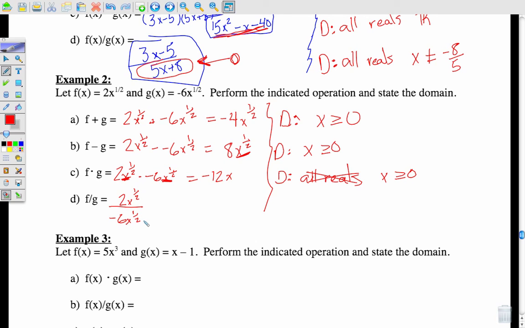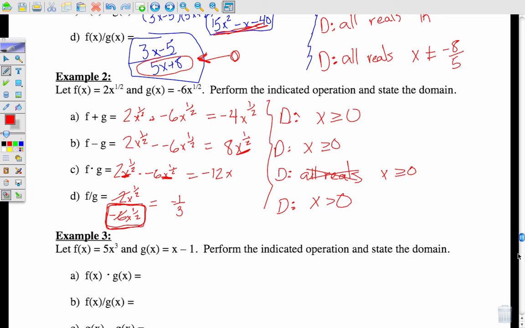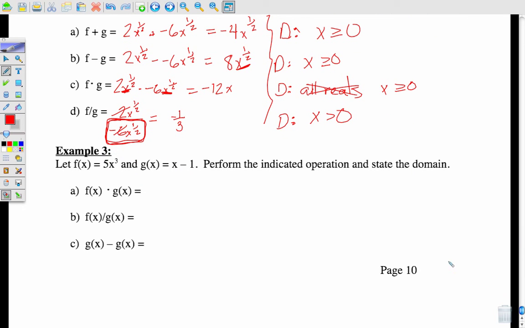And the division one, 2x to the 1/2 over negative 6x to the 1/2. Same concept. I'm going to cancel these like a fraction, subtract my exponents, so I end up with negative 1/3. Now here the domain is fun, because not only can you have no negative numbers, so x would have to be bigger than 0, but the reason you put no line under here, meaning x can't be equal to 0, is because of this right here. You can't have 0 on the bottom. So since you can't have 0 on the bottom, and it can't be equal to 0, you do not include the line.